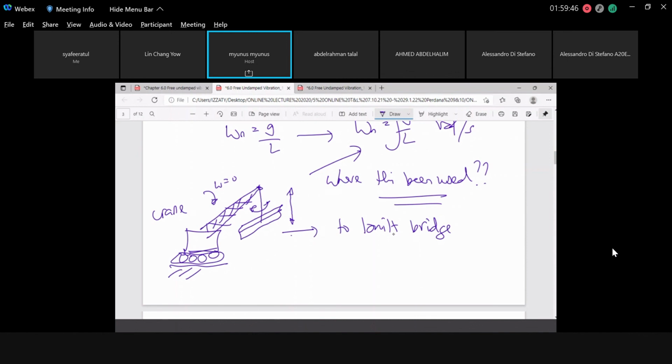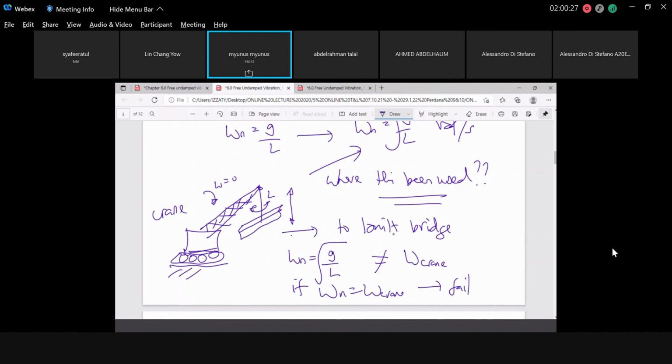So you as an engineer have to ensure that the ωn of this crane is equal to the square root of g/L, where g is the gravitational value and L is the length of the cable. And it must not coincide with the ω of the crane. If ωn equals ω crane, it will fail.